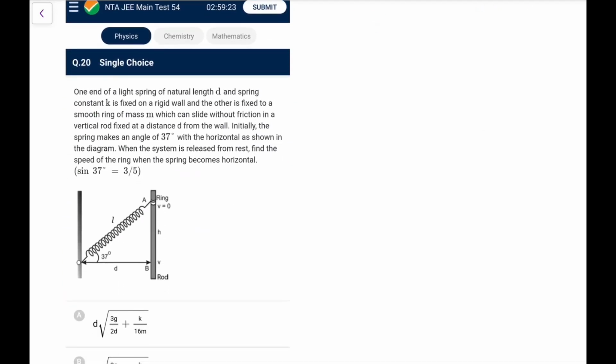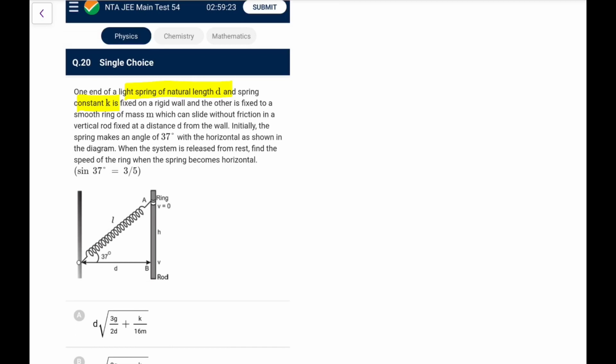Okay, next one, question number 20 is in front of me. One end of a light spring of natural length d and spring constant k is fixed on a rigid wall, and the other is fixed to a smooth ring of mass m which can slide without friction on a vertical rod fixed at distance d from the wall. Initially the spring makes an angle 37 degrees with the horizontal. Find the speed of the ring when the spring becomes horizontal.